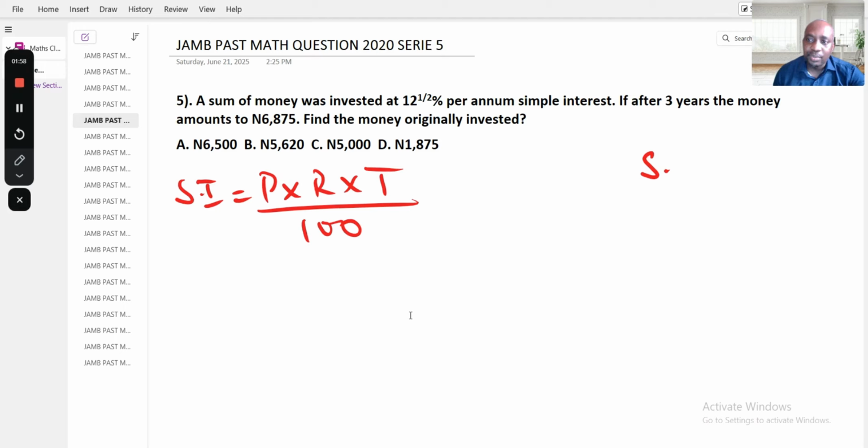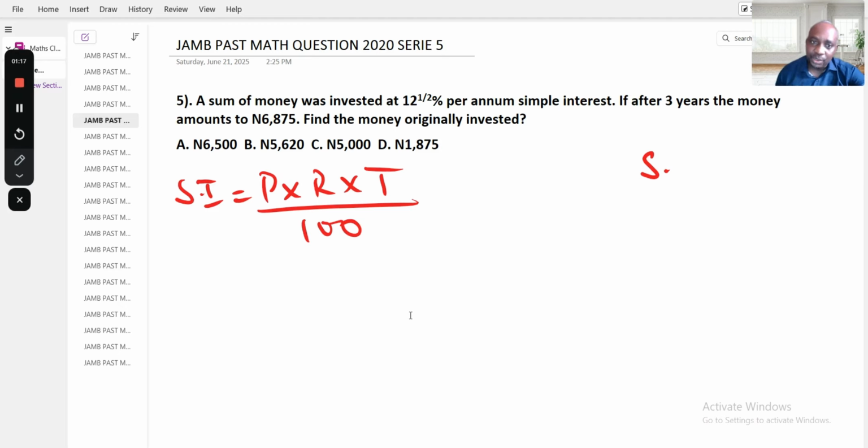Now, what will be our simple interest? For example, if we invested 500 naira and after 2 years it amounted to 600 naira, you know what your simple interest will be? You are going to say 600 minus principal, 600 minus 500, you will get your 100 naira for simple interest. But if the question did not give us the principal, the amount I invested, which is 500 naira, you will just say 600 minus P to know your simple interest.